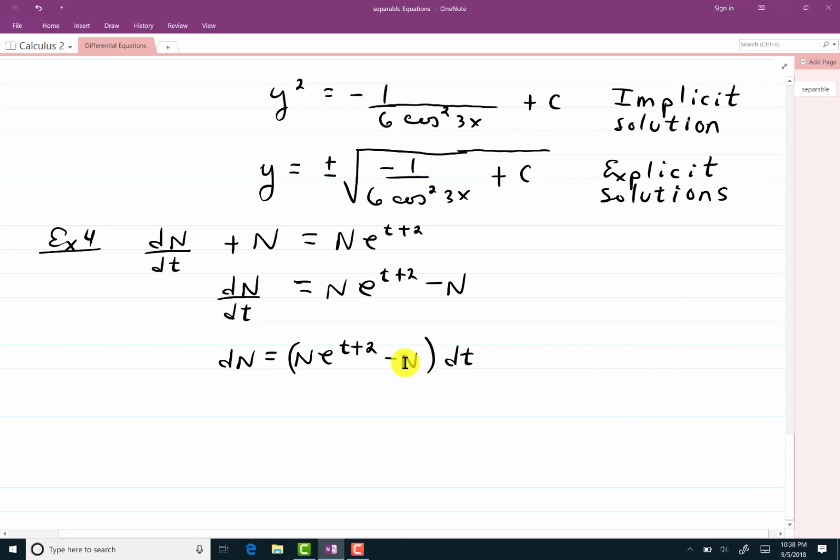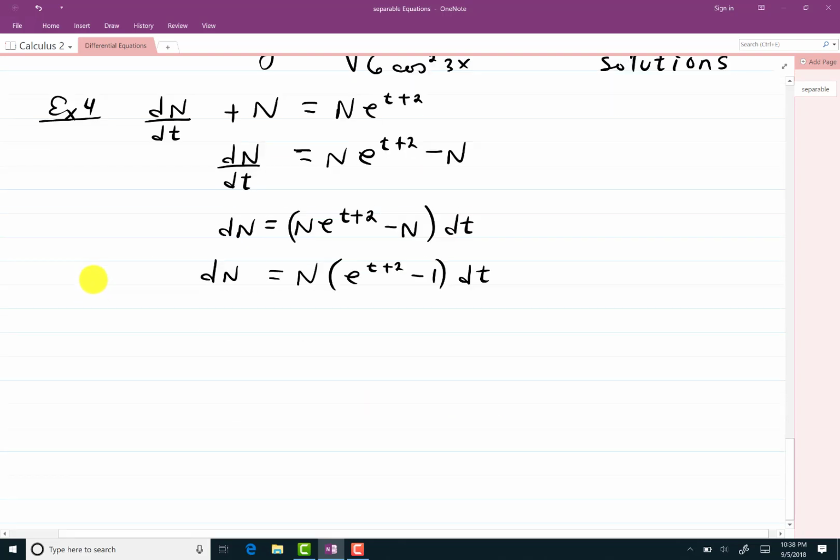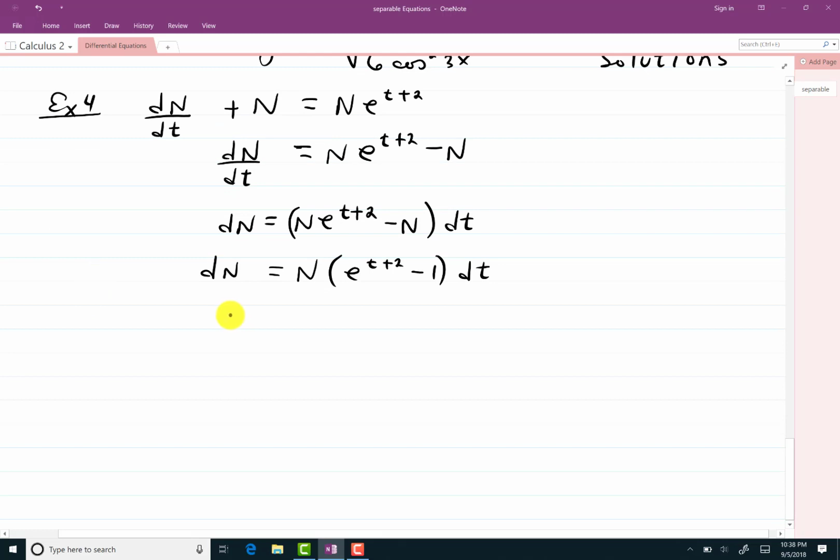Now, I can factor out an n. That way I'll be able to separate as needed. I'll pull the n out, and I'll get e to the t plus 2 minus 1 dt, and on the left, dn. Divide both sides by n. So I have dn over n equals e to the t plus 2 minus 1 dt.